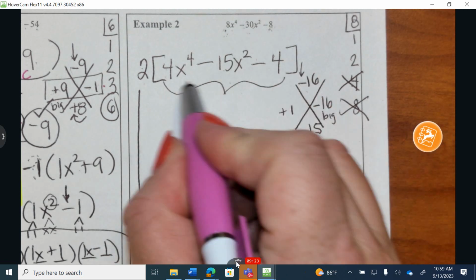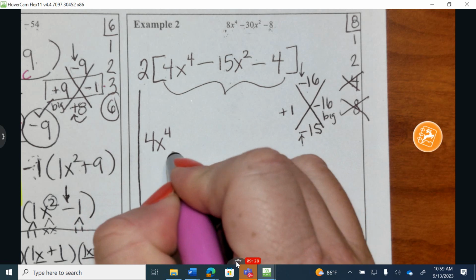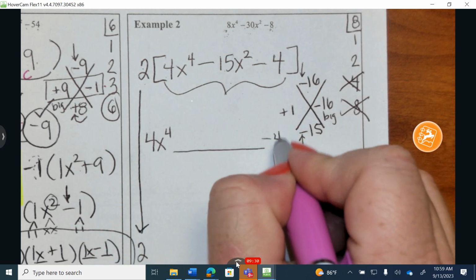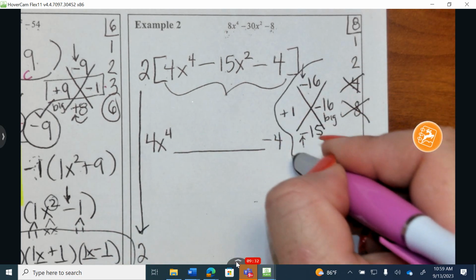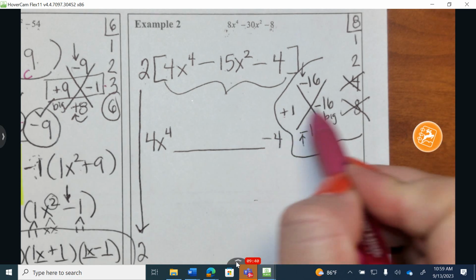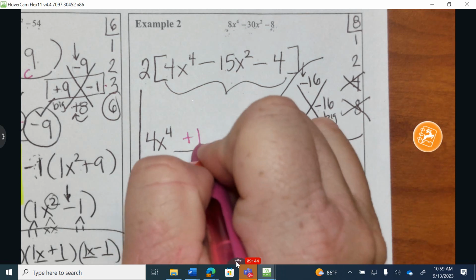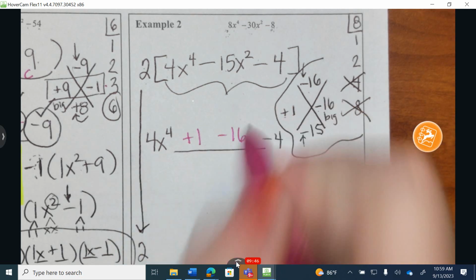I'm going to write down what is in parentheses, but I'm not going to put the B part, only the A and the C. And I don't want you to get confused here, so I'm going to put a little circle around it. It does not matter if I write down positive 1 or negative 16 first. It's up to you. So positive 1 and negative 16.